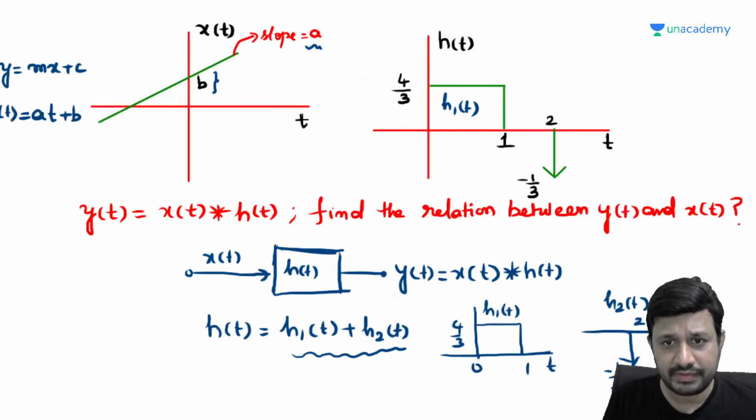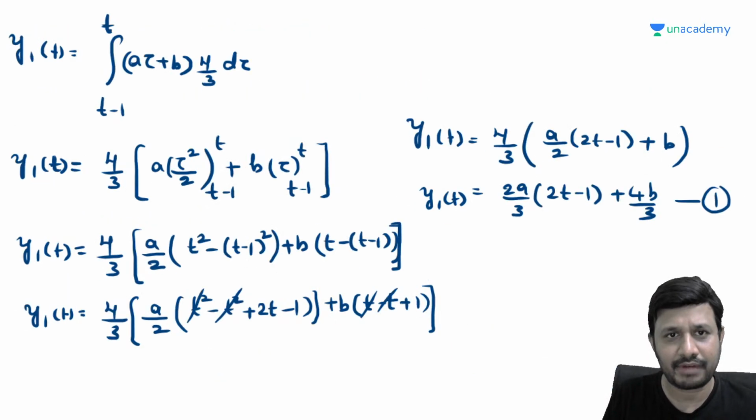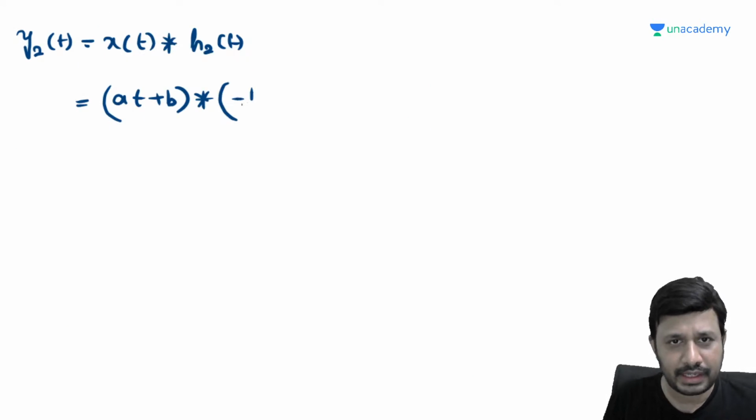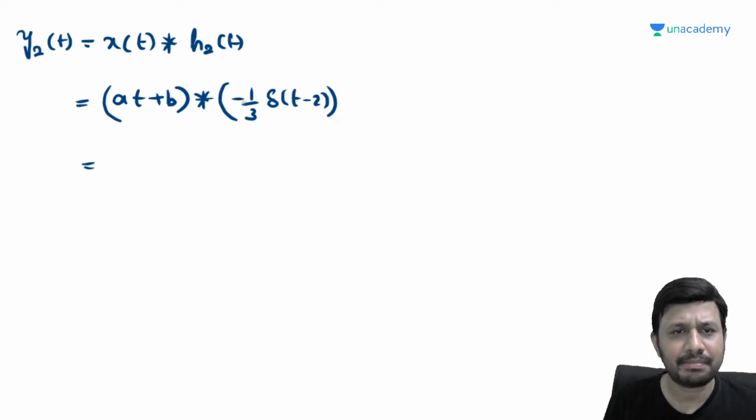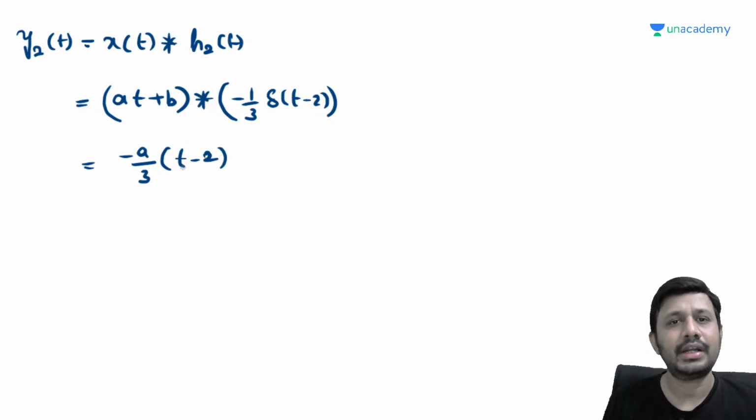h2 of t is here, no? This one is an impulse signal. So strength is minus 1 by 3 placed at 2, minus 1 by 3 del of t minus 2. Now what will happen? Convolution of a signal with a shifted impulse gives a shifted signal. So what will I be getting? I'll be getting minus a by 3. Convolution of a signal with a shifted impulse: simply the signal will be shifted. So wherever you have t, replace it with t minus 2, plus b.